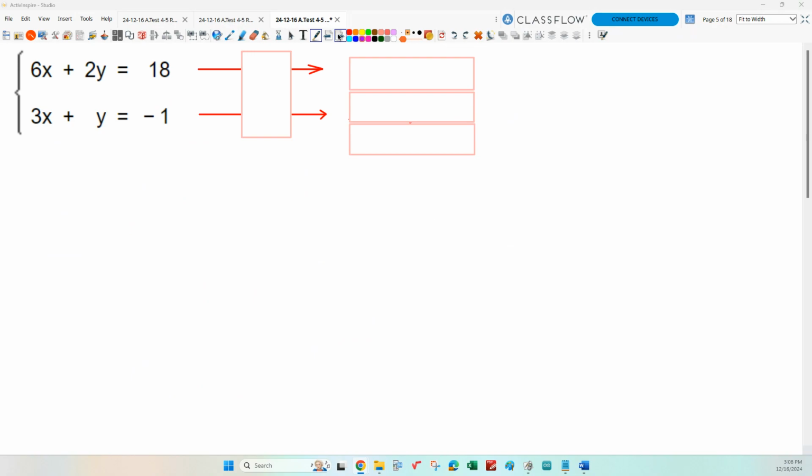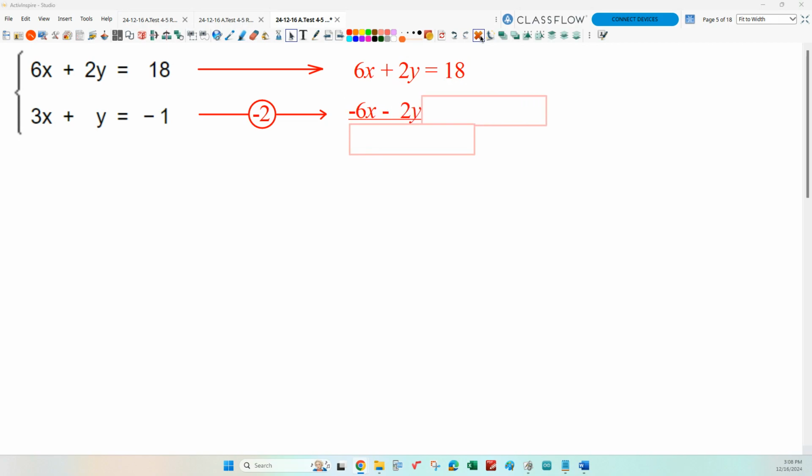The second one. We're going to try to cancel the y's, maybe? So multiply the second one by what? Positive 2? No, negative. They need to add to 0, so negative 2, maybe? Okay. So if we distribute negative 2, the top one we leave alone. If I distribute a negative 2 through the bottom, what's that going to give me? Negative 6x. Okay, negative 6x minus 2y equals positive 2.